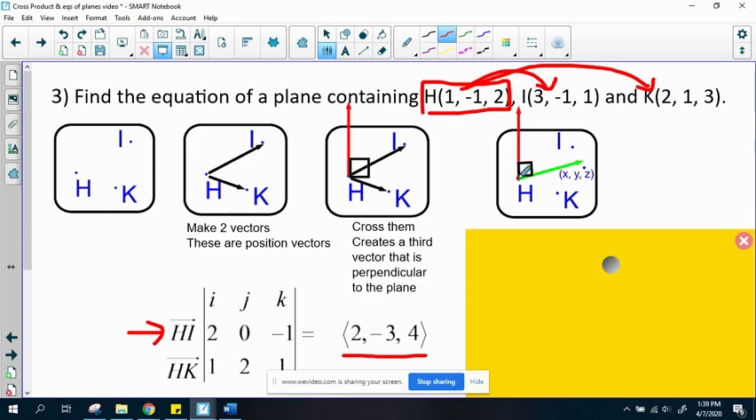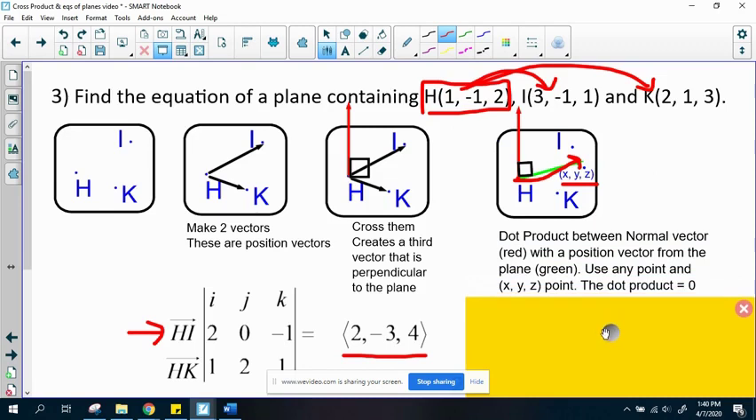So I'm picking point H, and I'm going to create a position vector out to some arbitrary point x, y, z, because I should be able to use any point in the plane. When you have an equation of a plane, you can use any point on it. I always like to just pick the first one.